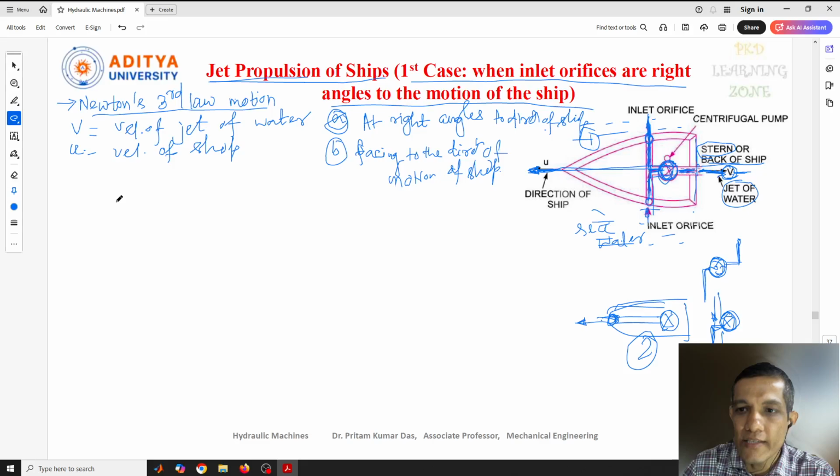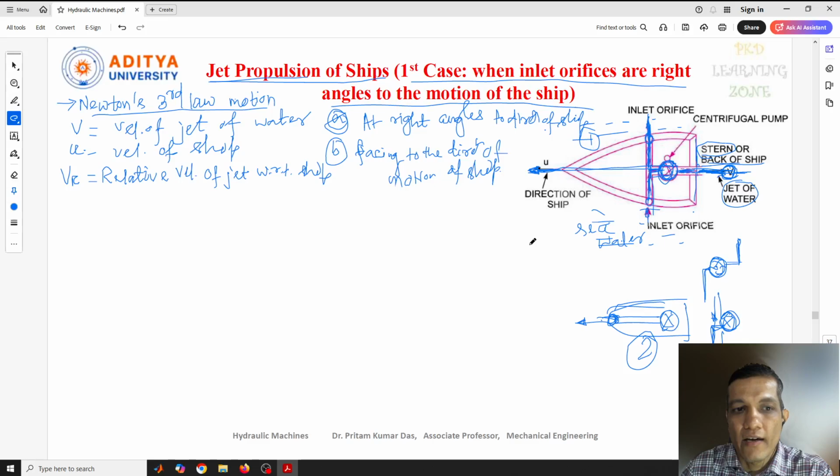Before that, we need to consider a few terminologies, like what is already written: the velocity of the jet and u. Now as we can see, the jet of water is also coming out from this ship. That means the fluid is coming out with some motion, and the ship also has a motion. So in this condition, we need to consider the relative velocity of the jet with respect to the ship. I have already told you a number of times regarding relative velocity.